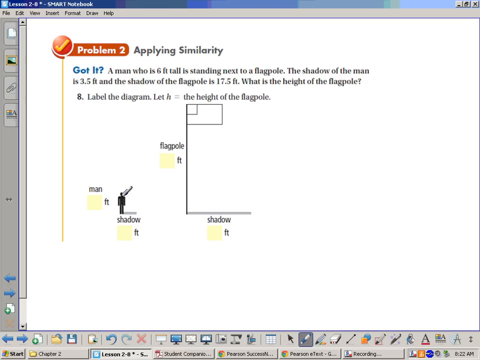So we're going to take a person which is 6 feet tall. So we know that this is 6. And then the flagpole, which we don't know. So we're just going to let that be x. We don't know the flag height. I'm going to put my 6 here. X, we don't know that. But we do know that the man's shadow is 3.5, and the flagpole's shadow is 17.5. So think of this as like two triangles. This triangle and this triangle are similar triangles. So we could set up a proportion and try to solve for this x.